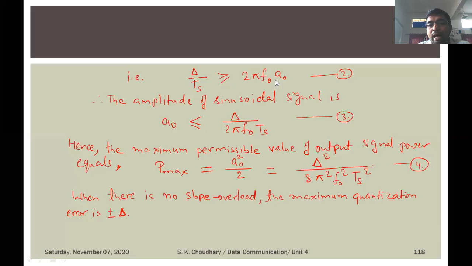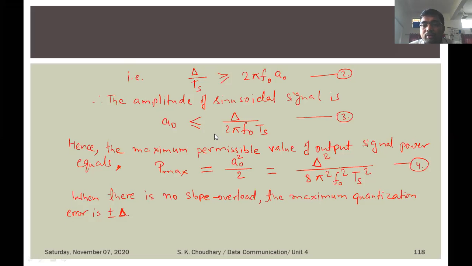Now, the amplitude of the sinusoidal signal is what? You just rearrange equation number 2. You would get equation number 3, that is a naught is less than or equal to delta upon 2 pi f naught Ts. Hence, the maximum permissible value of the output signal power is what? It is P max, that is A square upon 2.